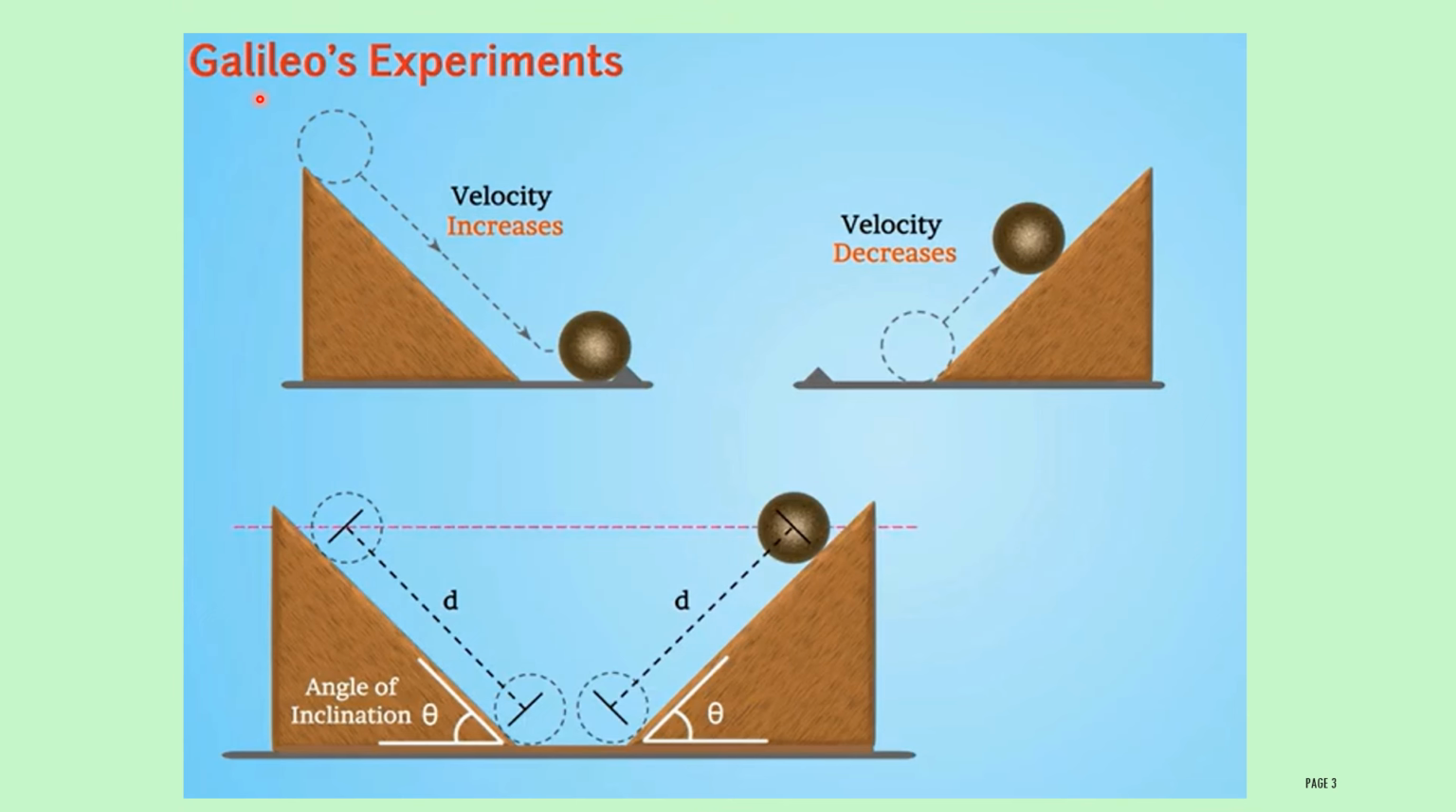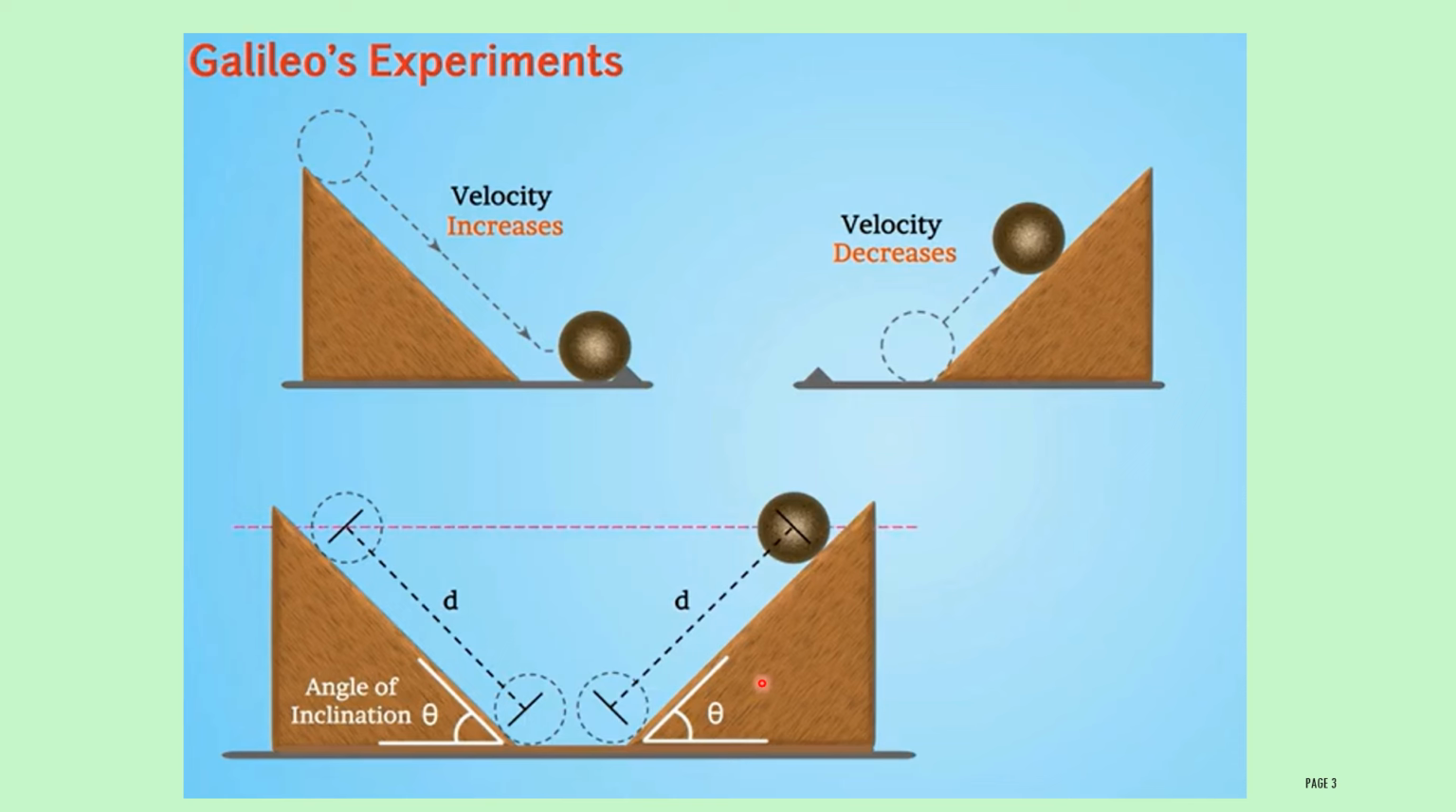Let us study Galileo's experiment in detail. Galileo did many experiments on bodies in motion. Let us consider here the inclined plane. If you roll the ball on the inclined plane, the ball will move downwards. Then the velocity of the ball increases as it moves downwards on the inclined plane. Now consider the second case. Here if the ball moves up on the inclined plane, then the velocity decreases.